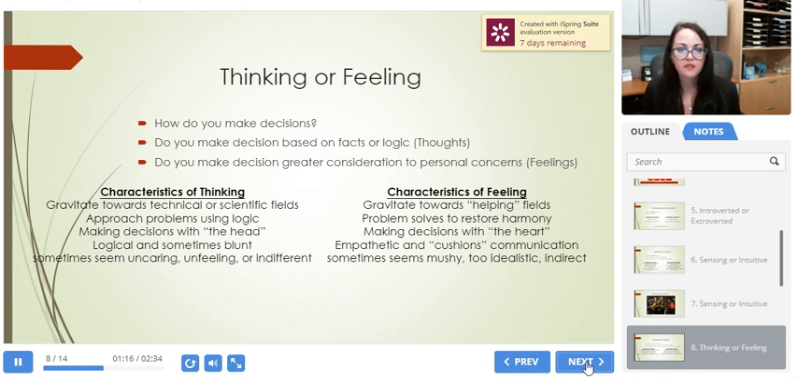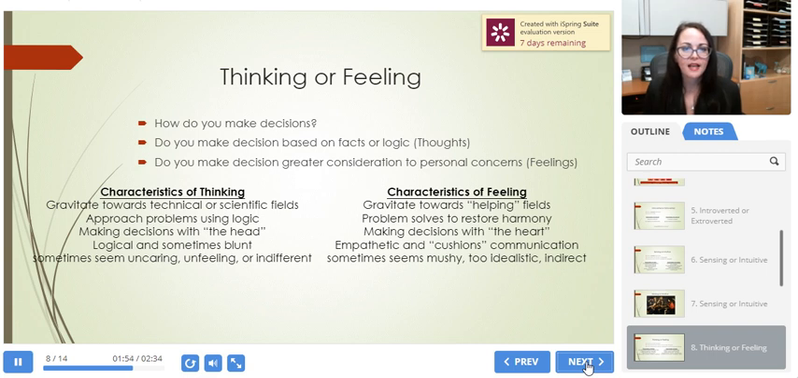On the other hand, people who are feeling, they tend to gravitate towards helping fields like teaching, social work, counseling. They also problem solve, but they often problem solve to restore harmony. They can be said to make decisions with their heart, and they're very empathic, and they often cushion their communication, thinking about other people's feelings and taking that into consideration when they need to communicate, which can be helpful and can be unhelpful. In some cases, they may come off as being insincere or indirect, too mushy, or even too idealistic.